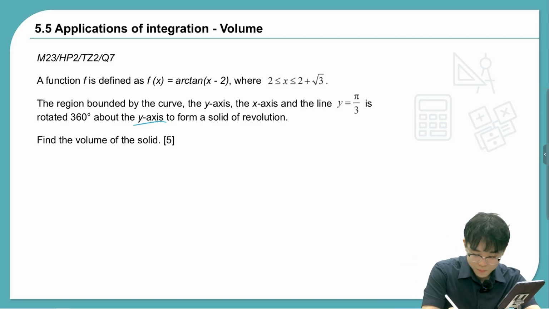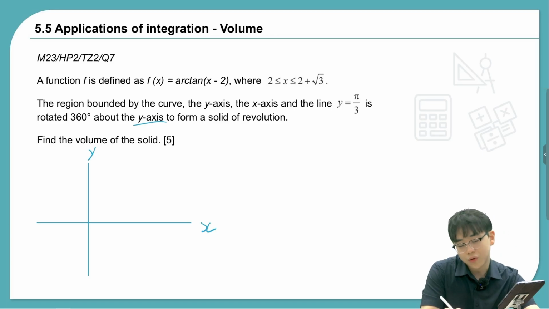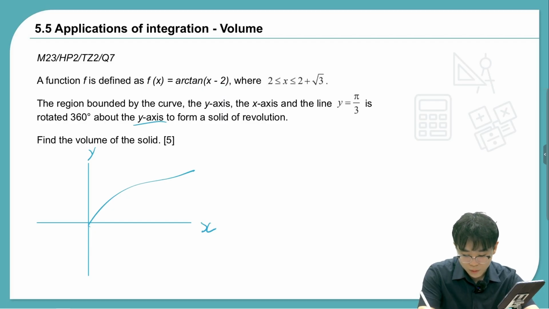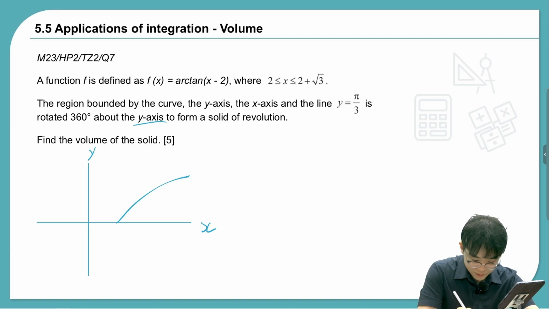Okay, so before even doing that, I would just plot out what my f of x would look like. So if I have my x and y, I would draw arctan(x minus 2). So I know that my arctan function would look like that, but since we have minus 2 inside, we know the whole thing is shifted to the right. So we would get a graph that probably looks like that somehow.